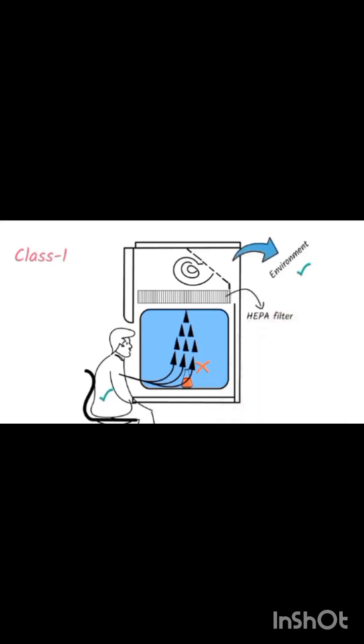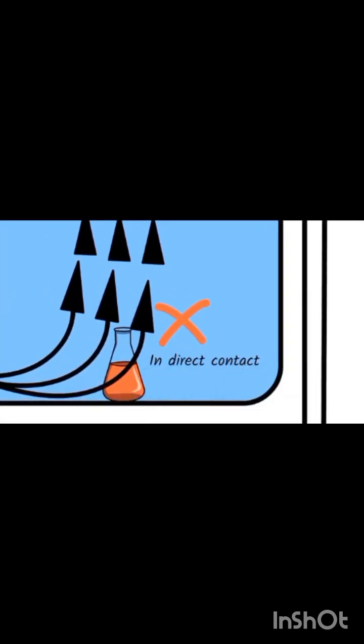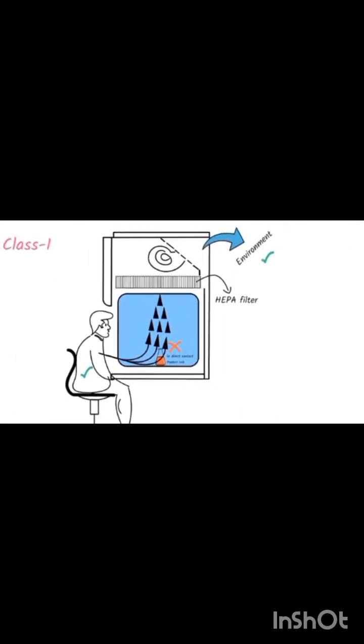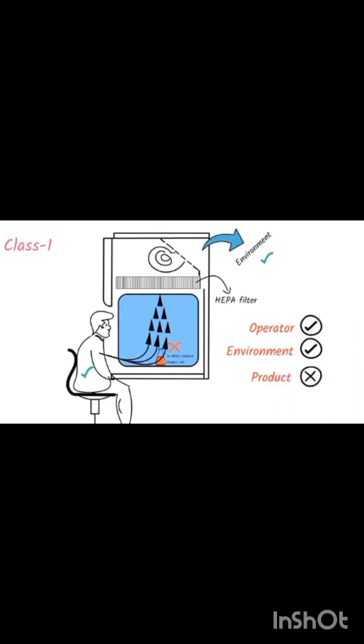discharged into the environment. In this case, the surrounding air comes in direct contact with the product on the work surface and therefore increases the risk of product contamination. In this way, the Class 1 biosafety cabinets protect the operator and the environment, but not the product.